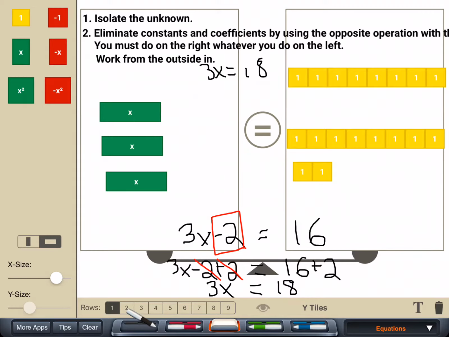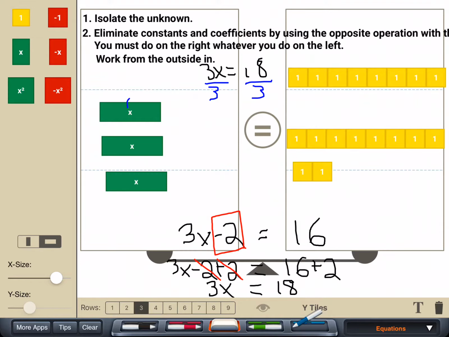3x equals 18. Okay, so now I need to go back to, am I isolating the unknown? Well, I'm getting there. Eliminate constants and coefficients. Well, I have a coefficient left, so I need to use the opposite operation with the same number. So 3x means x times 3, or 3 times x. So I'm going to use the opposite operation, which is division, same number, which is 3. On the left side and the right side, I'm dividing by 3. What does that look like? Well, I'm going to hit my 3 button here, and now I've got 3 sections.